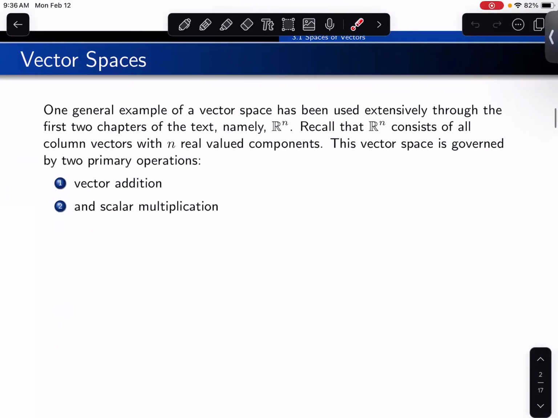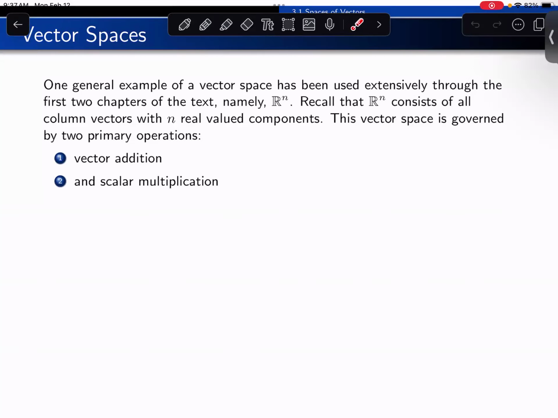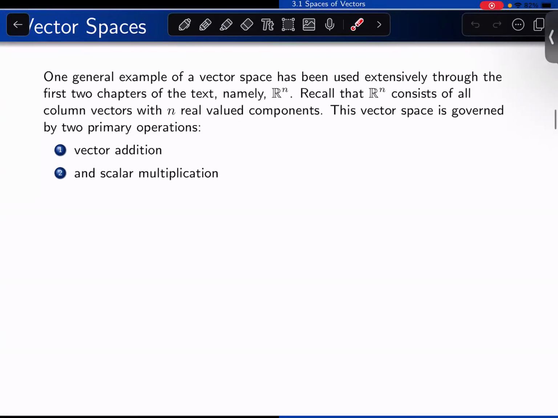Okay, so this first slide is really just summarizing what I just said. One general example of a vector space that we've seen extensively throughout this course so far has been Rn. We've been working pretty much exclusively with Rn throughout the entire class. That's going to change with this section. And so Rn just consists of all column vectors with n real valued components. So really these are just n by 1 vectors. It's the nicest space to work over. It's what you're most familiar with.